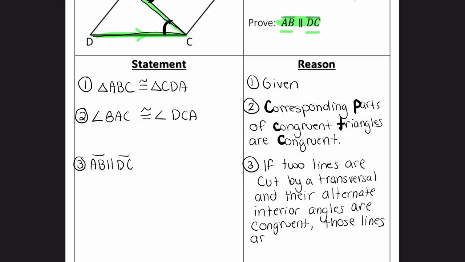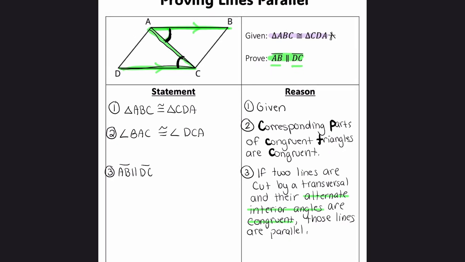So this is a really long statement, I will give you that, or a reason rather, but I want to just point out that it's the same every time. The only thing that's going to change here is the alternate interior angles, because it depends on which angle relationship we're looking for, and the fact that they're congruent, because of course we can use supplementary in some cases as well. So this is it. This is proven. I proved that they're parallel. So the goal here is to get an angle relationship, then you can say they're parallel.